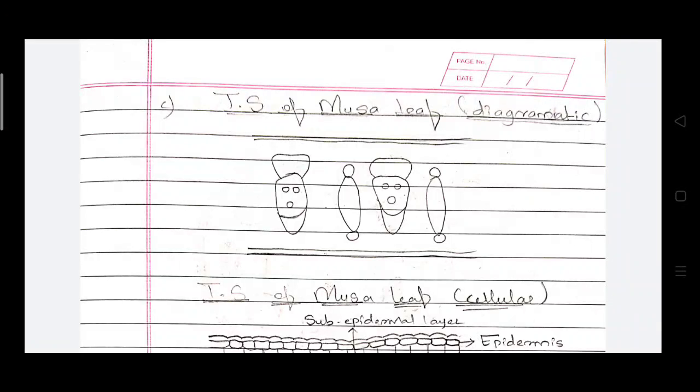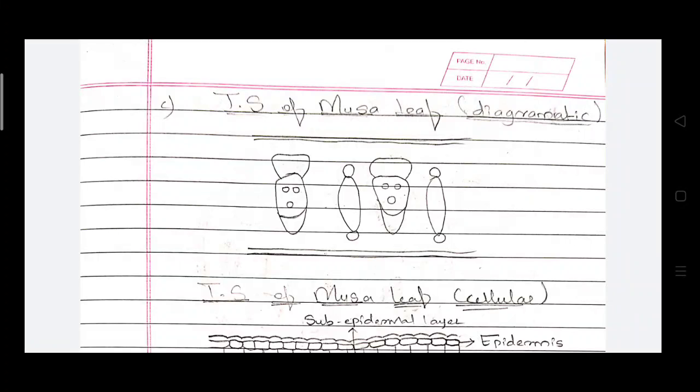Hello students, today we discuss the mechanical tissue distribution in the musa leaf. Musa is nothing but the banana plant. So as you know, this banana plant is a mesophytic plant.